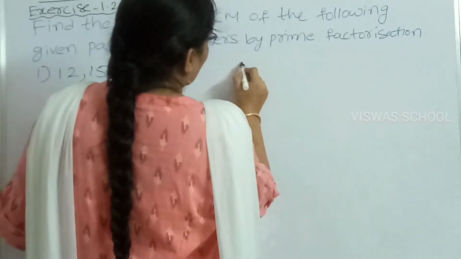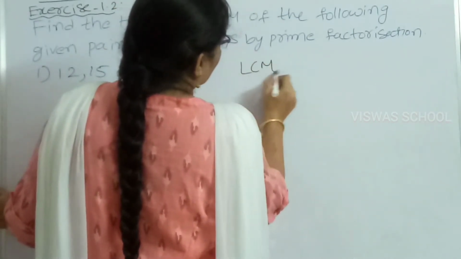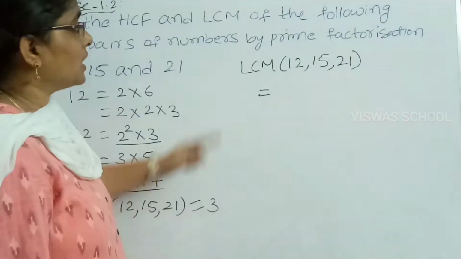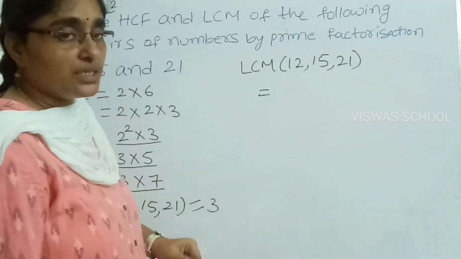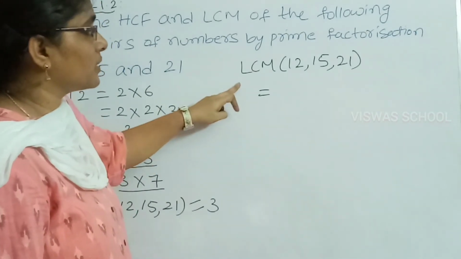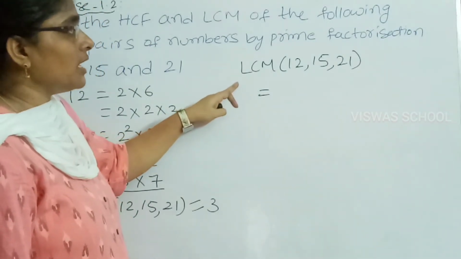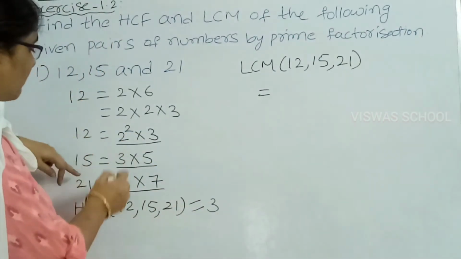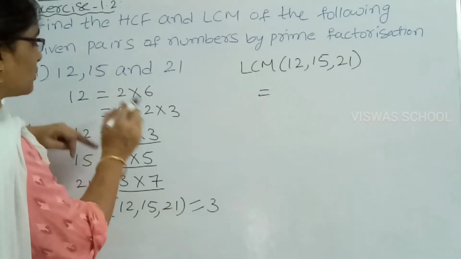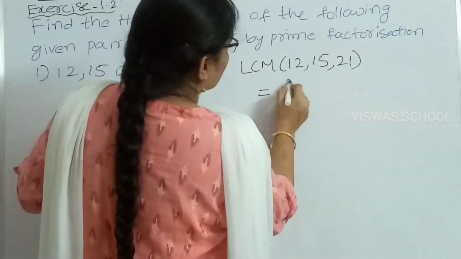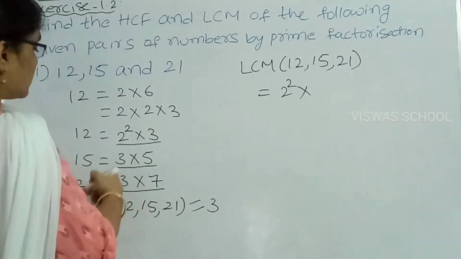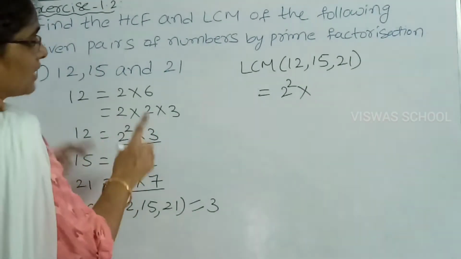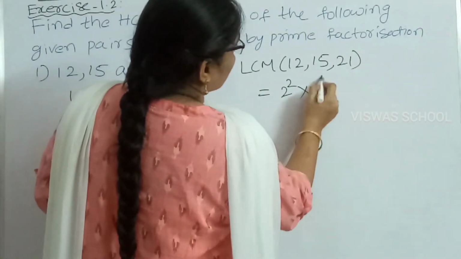Next, LCM of 12, 15 and 21. LCM means what here? Product of the greatest power of each prime factor. That is, greatest power of each prime factor means in 2, 2 power 2 is the greatest power. That is 2 power 2, and here 3 is the common factor. That is 3 power 1, 3 power 1, 3 power 1. That is always the power is 1 only. 3 to the power of 1.